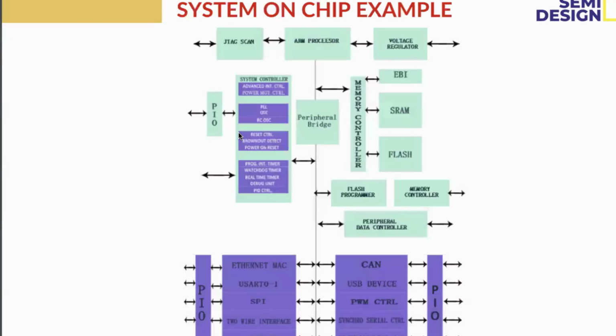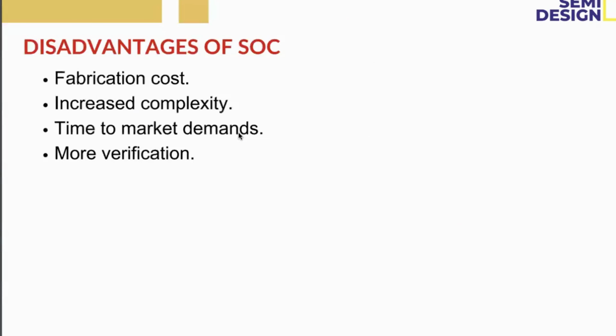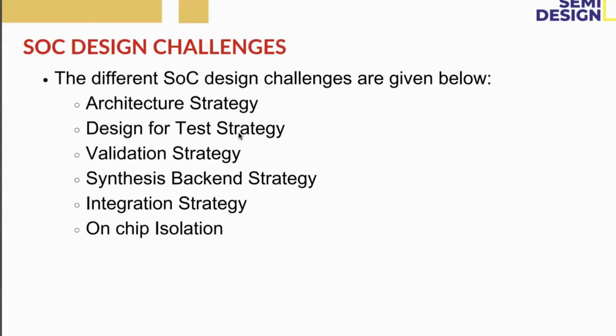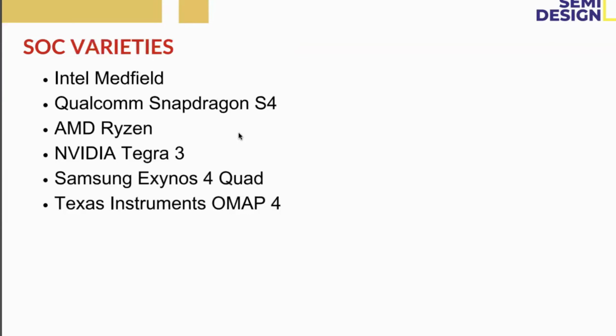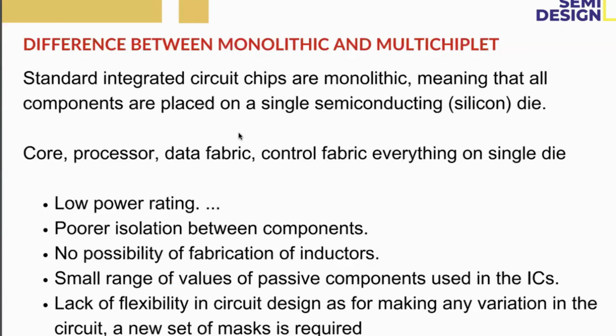Okay, so how will a system on chip look? For example, what are the advantages of SoC and disadvantages, and what are the challenges? Okay, challenges of SoC in the industry. What are the different strategies we need to make? And different SoCs, like whatever we have seen up to now, different product companies like Intel or Qualcomm or AMD, NVIDIA graphic processors. We are seeing all these things, right? So these are different SoCs.